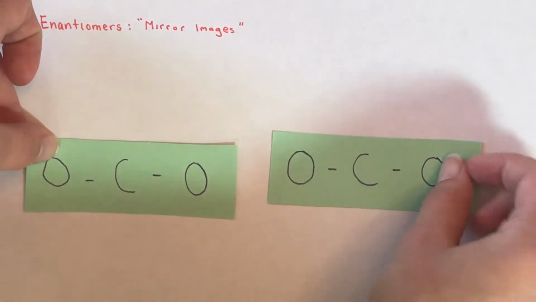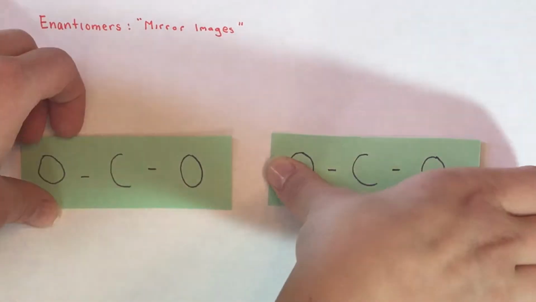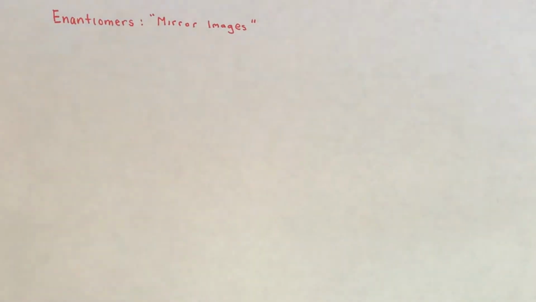For some molecules, if they were to be flipped over a line of symmetry, they would look the exact same. Take CO2, for example. No matter how much you flip this, it's always going to be CO2. There's not really any differences.